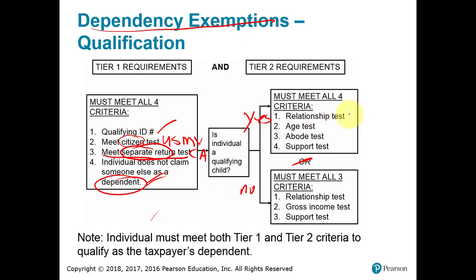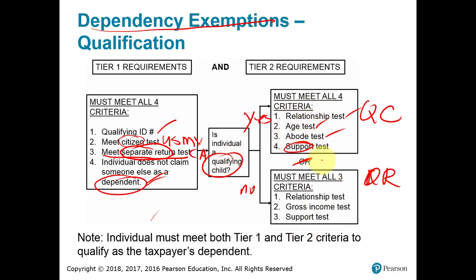In other words, you have some type of relation, which we'll see on the next page. You have to pass an age test. You have to live with the taxpayer for more than half the year. The support test is a little bit misleading, but we'll see what the wording is. And if you're not a qualifying child, you don't meet these tests, and you test people for what they call qualifying relative.